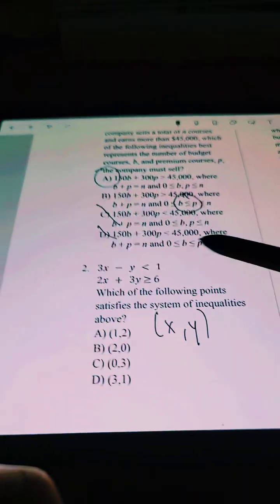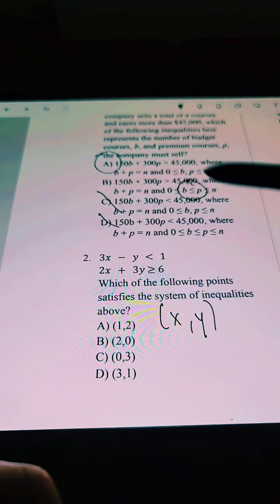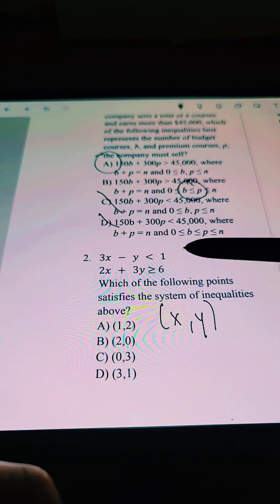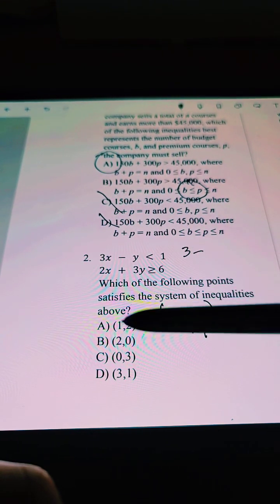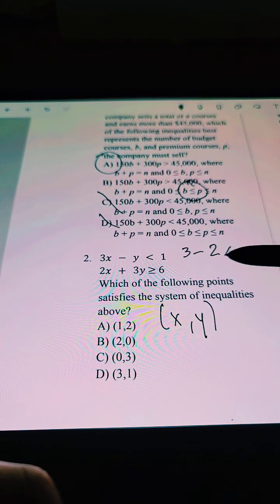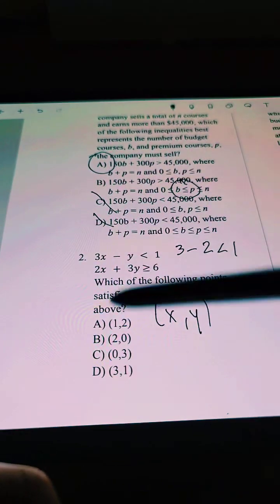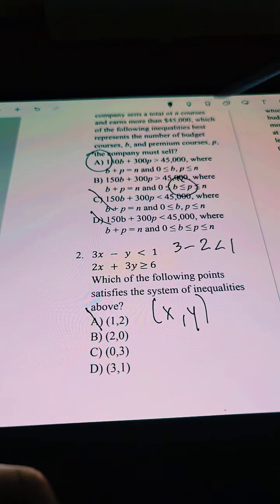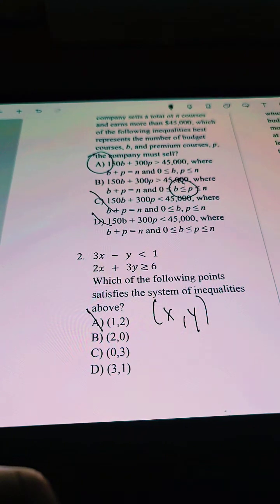So let's do that to check out A. For A, I'm going to plug in 1 for my X, so 3 times 1 is just 3, minus 2 for my Y. Is that going to be less than 1? No, it's equal to 1. So automatically, that one is not it.